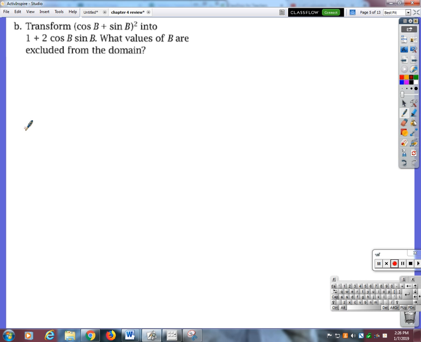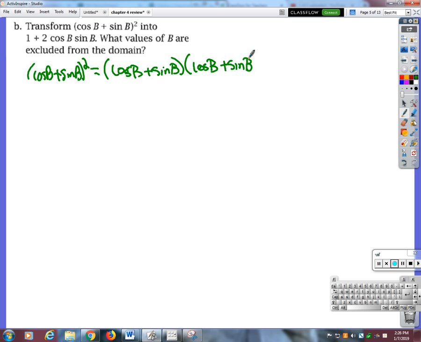Okay, so this one wants us to go cosine b plus sine b squared. So what is cosine b plus sine b squared? How do you write that? What does squared mean? Right, so I'm going to write this twice. So I'm going to go cosine b plus sine b times cosine b plus sine b.